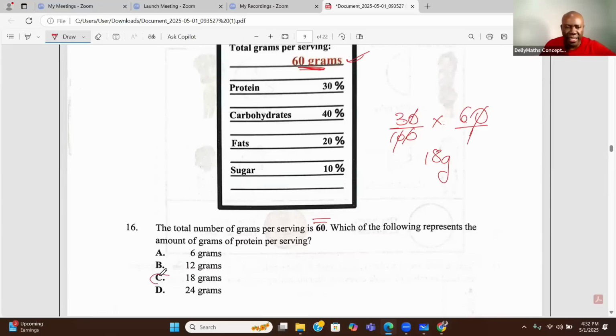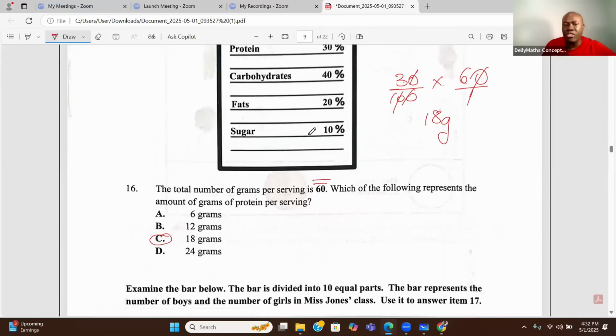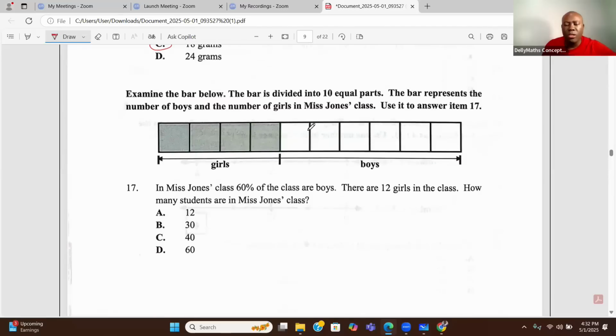So protein would have been 18 grams right there. So there it is. You would have worked out that percentage of the 60 and you've gone. Now, this other question says, examine the bar below. The bar is divided into 10 equal parts. The bar represents the number of boys and number of girls in Miss Jones' class.